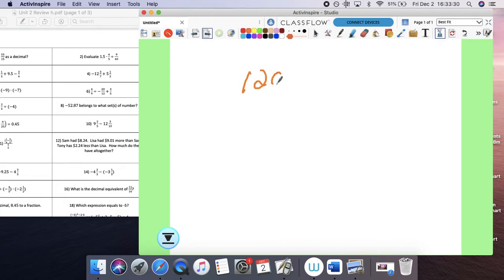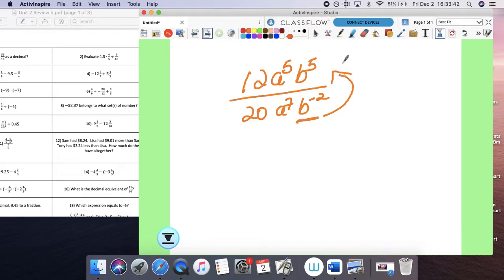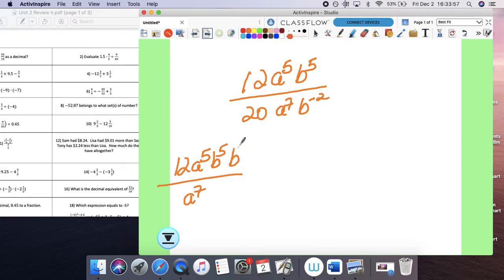12, A to the 5th, B to the 5th over 20, A to the 7th, B to the negative 7th power. So the first thing I would do is this guy over here. I'm going to put him upstairs, right? So this is going to change. It's going to become 12, A to the 5th, B to the 5th, A to the 7th, and then this B to the negative 2nd power, I want a positive exponent, so I'm going to put it up here. That's a shortcut.